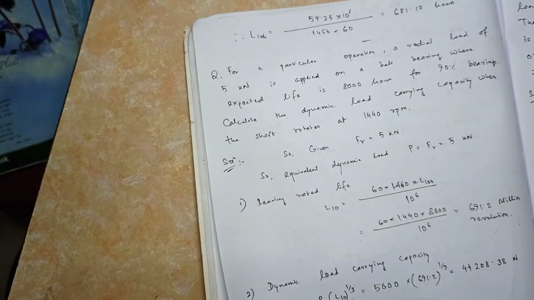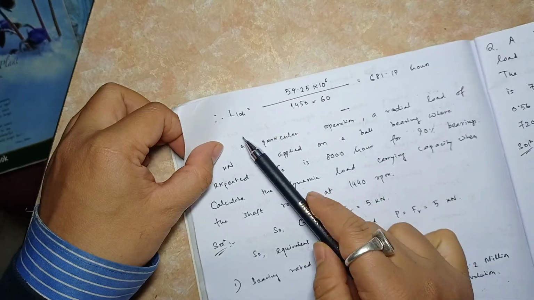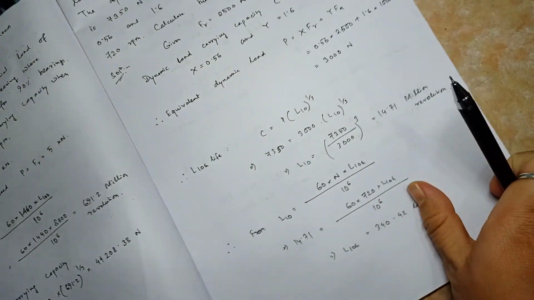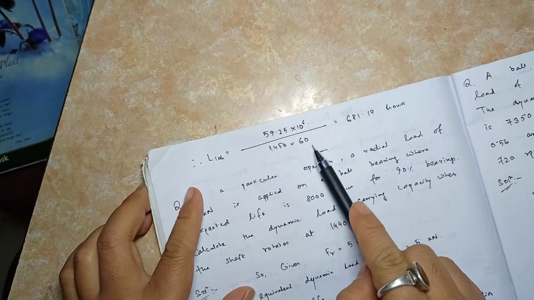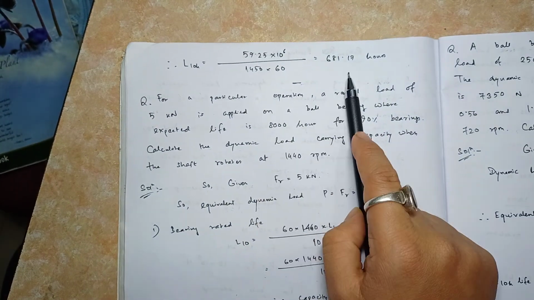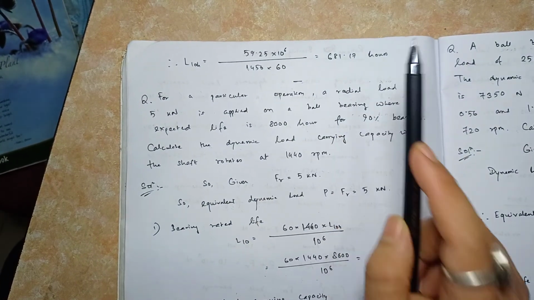Next we'll go to the next one. Again, this life for 50% of bearings can be converted to hours using this relation. Speed is the same, RPM is 1450 only, and this is equal to 681.17 hours.